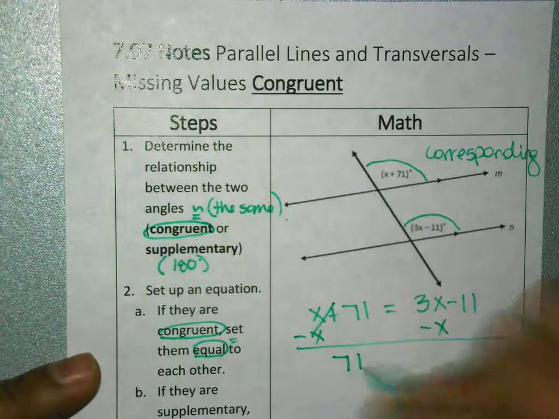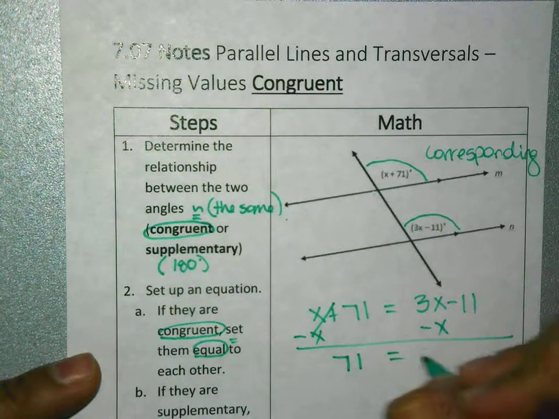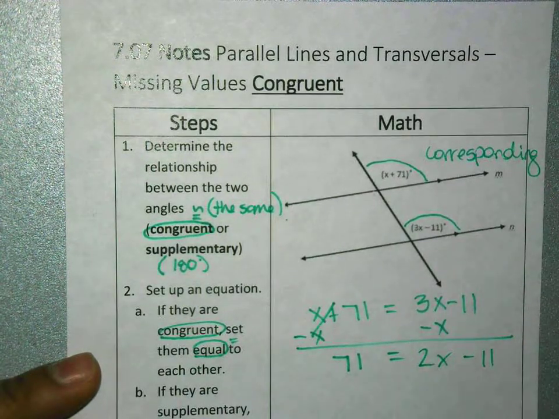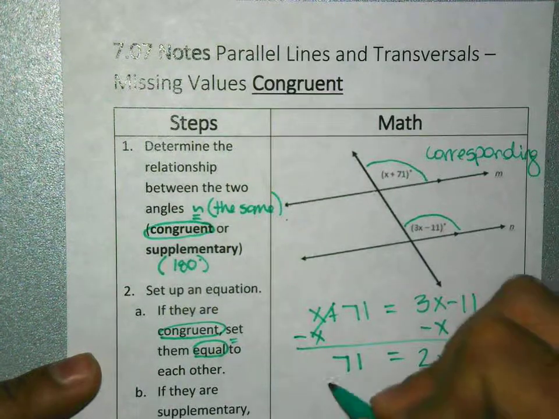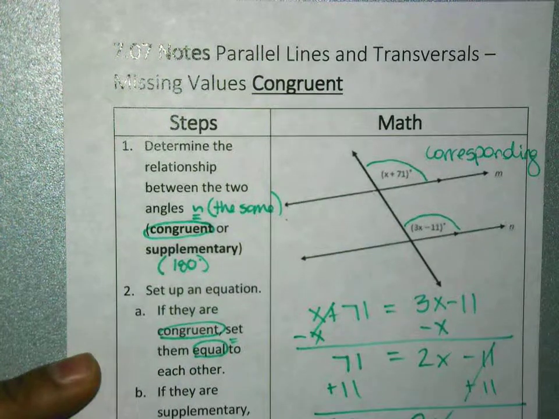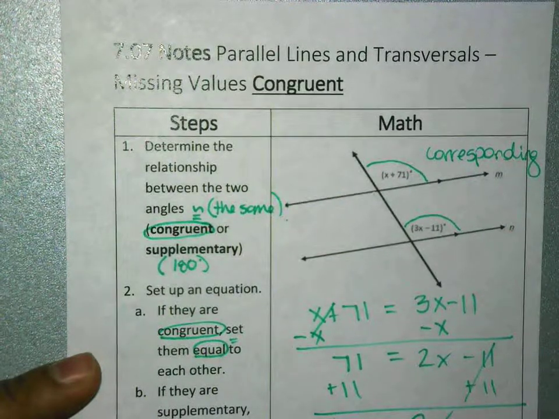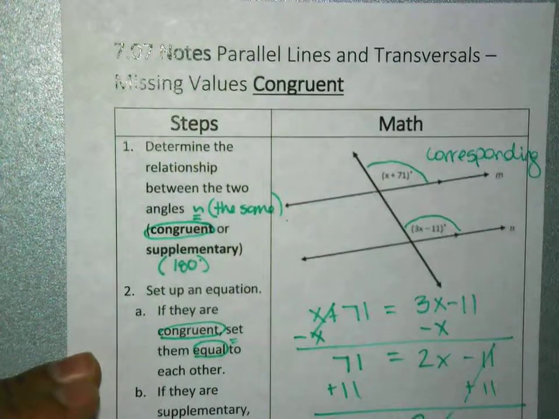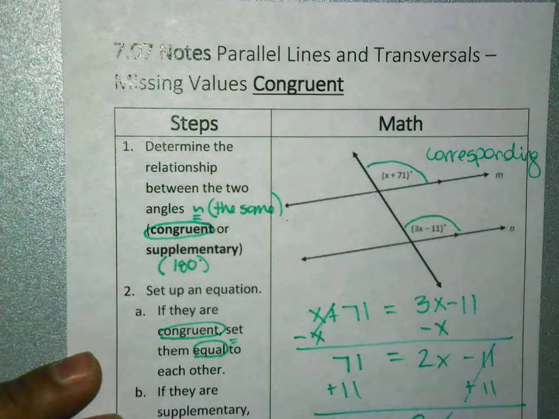I'll bring down 71. I bring down my equal sign. 2x minus 11. I add 11 on both sides to isolate x. Lastly, I divide by 2 to isolate x, and I get x is equal to 41. So we did step 3, which was solve for x.